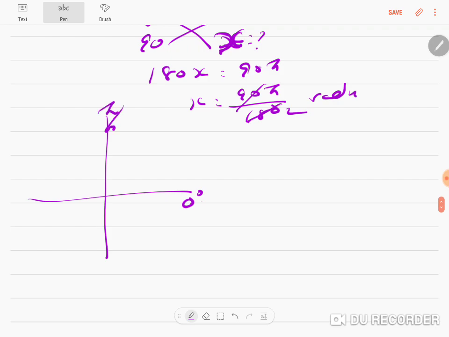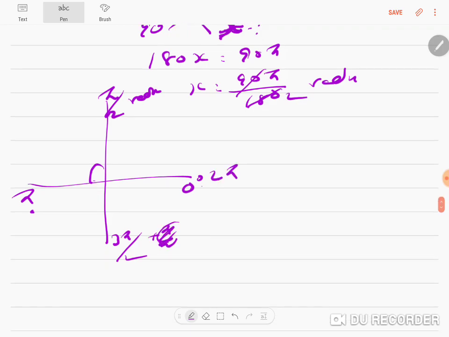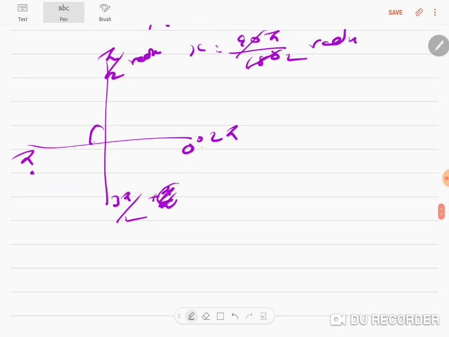90 degree is pi by 2 radians. Adding another pi by 2, you get pi radians. Another 90 to this, you will get 3 pi by 2 radians. Adding another pi by 2 to this, you will get 2 pi radians. So, you understood how to write it in radians.